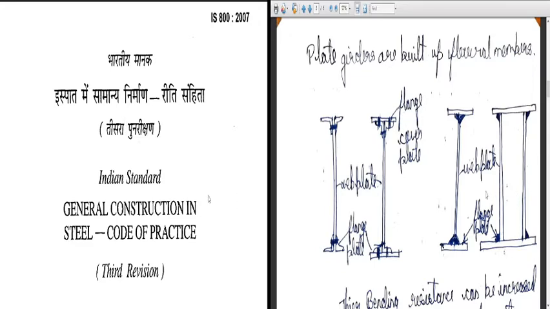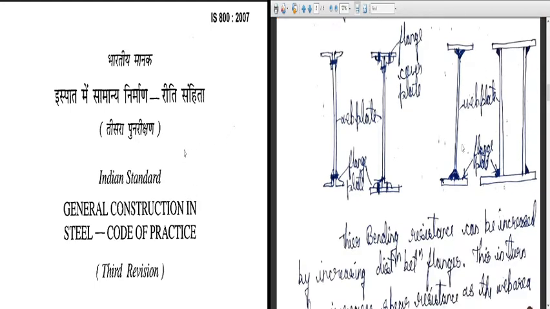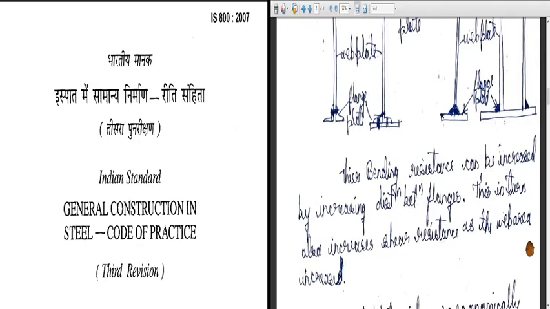In this diagram, we have three plates: one horizontal, two vertical, and horizontal, and they are welded. So these are bolted plate girders, and these are welded plate girders. So this is also a plate girder. Their bending resistance can be increased by increasing the distance between the flanges. This in turn also increases shear resistance as the web area is increased.